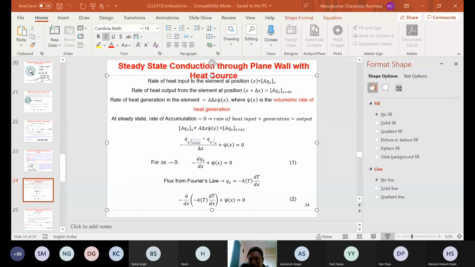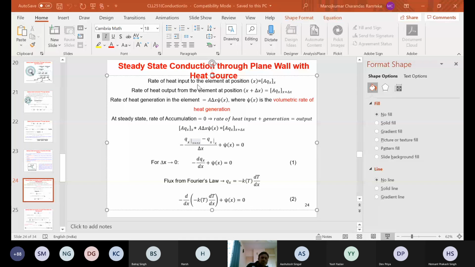So let's make some assumptions in order to solve equation number 2. Let us assume that k is independent of temperature, so k(T) is fixed as just k. Whereas psi x, which is also a function of x, let's assume is uniform everywhere and given as psi v, the volumetric rate of heat generation, which is constant throughout this solid and not varying along the length x. With these two assumptions, we can solve this equation with the boundary conditions.